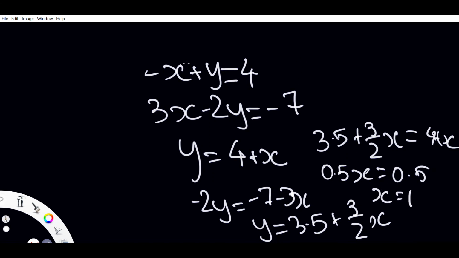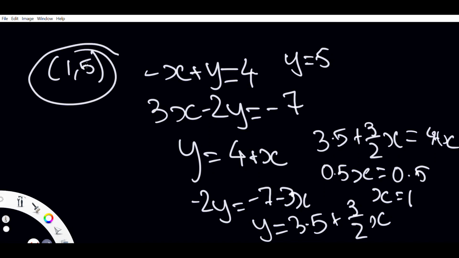And now if we substitute it in, negative 1 plus y is equal to 4, and y is equal to 5. So our solution would be 1, 5, and we could substitute it in. So 3 minus 10 is negative 7, because 3 times 1 is 3, and negative 2 times 5 is negative 10. So 3 minus 10 is negative 7. So similarly for the other one, negative 1 plus 5 is equal to 4. So we can conclude that this is the correct solution.